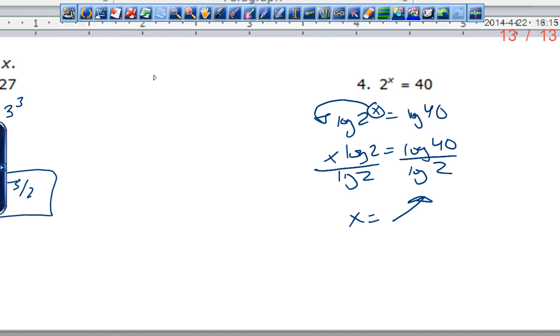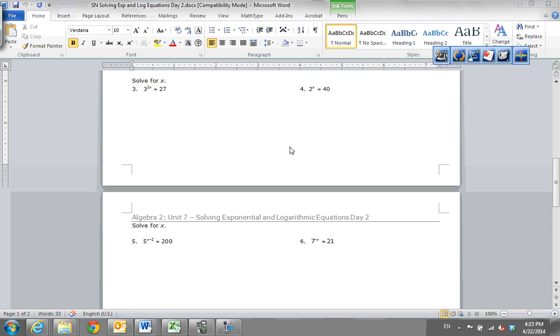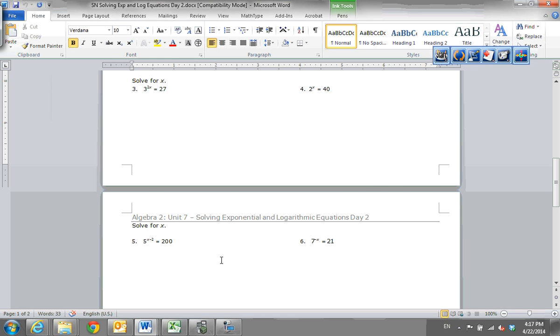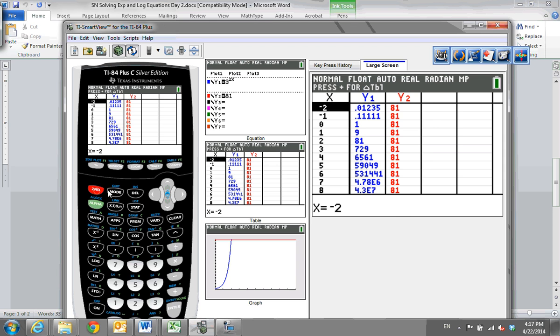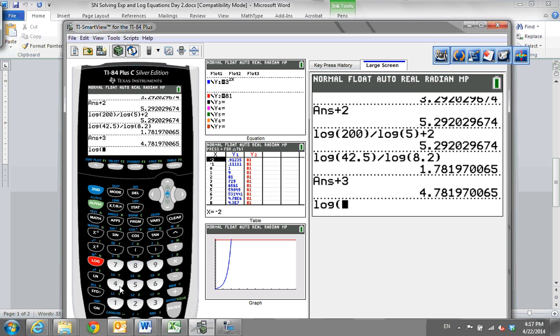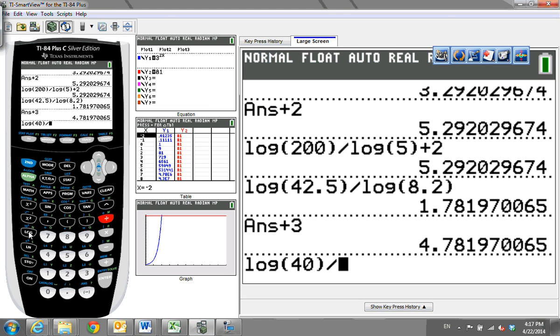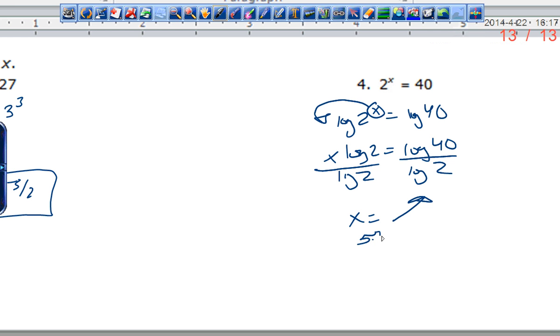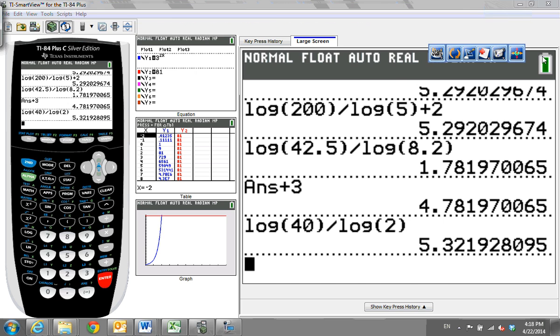So put this into our calculator. Log of 40 divided by log of 2. So in our calculator, we're going to put in log of 40, close parentheses, divided by log of 2. And we get an answer. There you go. 5.32, I'll round it to 3 decimal places, so 5.322. Alright, and it's just an exercise of putting stuff in the calculator correctly.